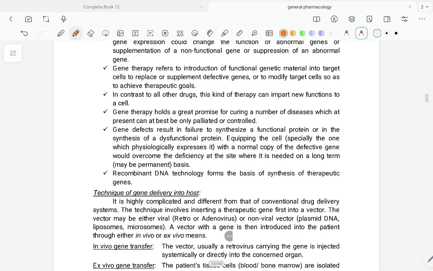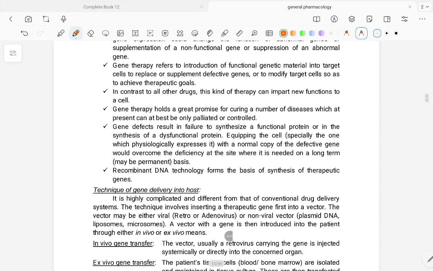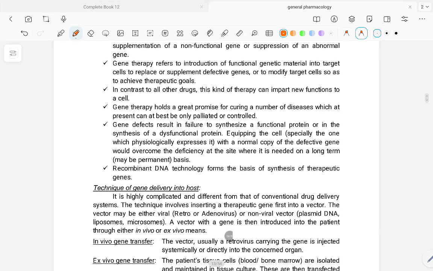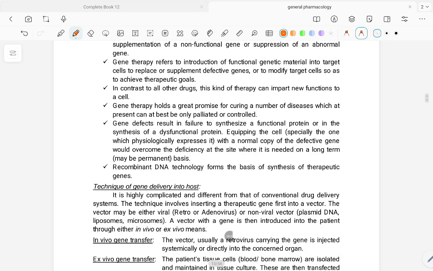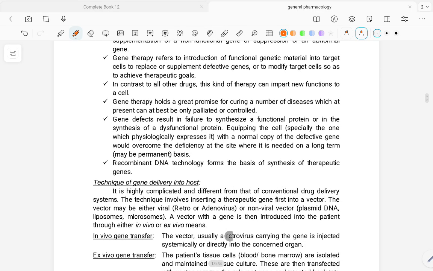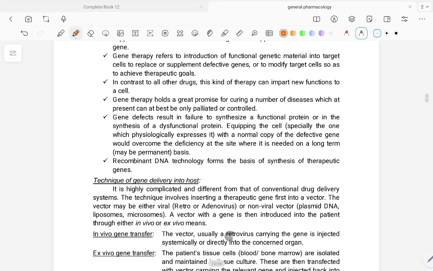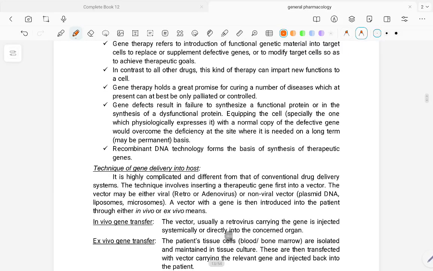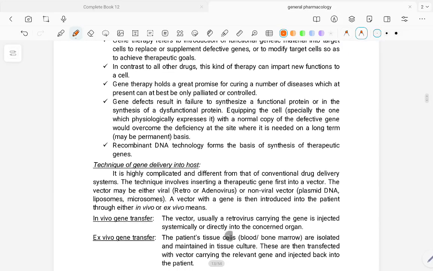Gene therapy refers to introduction of functional genetic material into target cells to replace or supplement defective genes, or to modify target cells so as to achieve a therapeutic goal. In contrast to all other drugs, this kind of therapy can impart new functions to a cell.